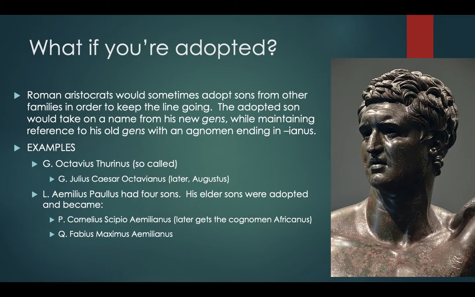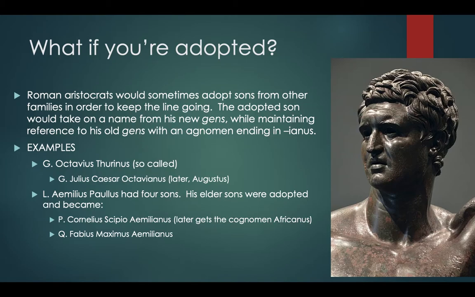The sons of Aemilius Paulus offer a good example of the use of adoption and the frequency of child mortality in antiquity. Lucius Aemilius Paulus was a man of a blue blood Roman family, the Aemilii of the Paulus branch. Another famous branch was the Lepidi, and we're going to come back to them later in the term. Paulus had 4 sons. The eldest sons were adopted out, and while we don't know their original names, one became Publius Cornelius Scipio Aemilianus, later earning the cognomen Africanus. The other became Quintus Fabius Maximus Aemilianus.